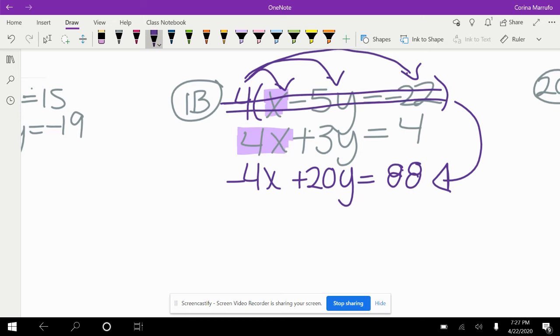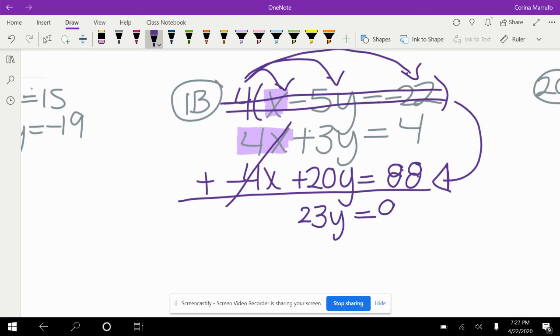Okay, so then from there, we're not going to use this equation anymore. We're going to be using this one down here. So we're going to go ahead and add these two equations together. So we have 4x and we have negative 4x, and that is going to cancel out. They cancel each other out. We don't have any more of those. Now we have 3y's and we have 20y's. So a positive 3y plus 20y is going to give us 23y equals, and then we're going to do 4 plus 88, which gives us 92.